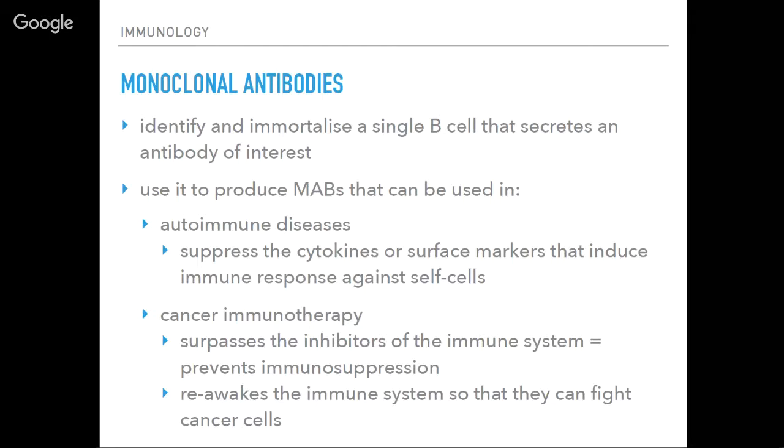MABs are basically antibodies that scientists have found that they like and think they can use. They've made copies of them so they can inject them into people. The two main uses right now are autoimmune diseases, to suppress the immune system, preventing those cells from killing your self cells, and cancer immunotherapy, to induce the immune system, to reawaken it so that it can fight the cancer cells.